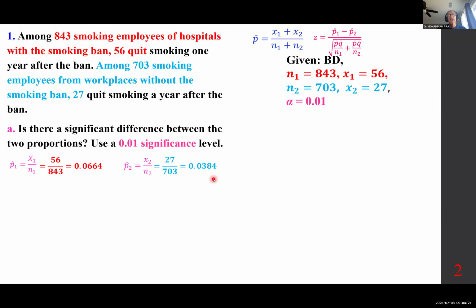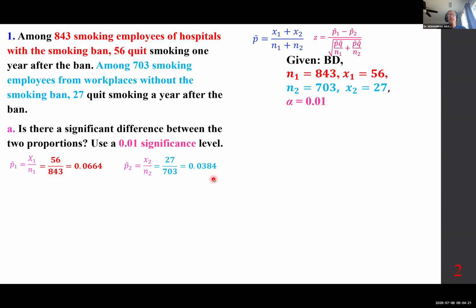And now we calculate the P bar, X sub 1 plus X sub 2 over N sub 1 plus N sub 2. So that means add 56 and 27 over 843 and 703. And that is P bar. And obviously Q bar works just like any Q, it is 1 minus P bar. So Q bar is 1 minus P bar. All right, now we are ready to go through the process.